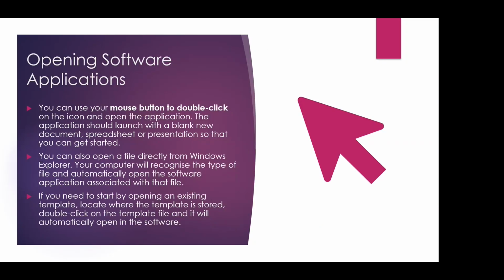So how do you open a software application? Use your mouse button, double click on the icon, open the application. It should launch with a blank new document, spreadsheet, or presentation. You can also open a file directly from Windows Explorer. Your computer will recognize the type of file. So what that's saying is if you have a document already, if you double click on the document and open it up, your computer will automatically determine what it is that you're needing to use.